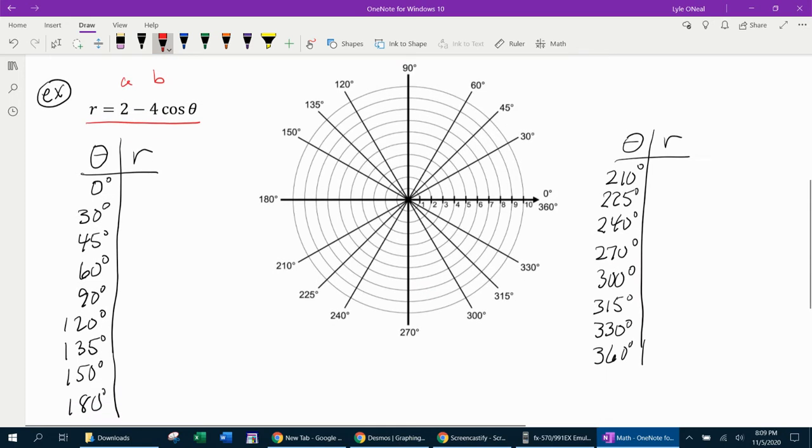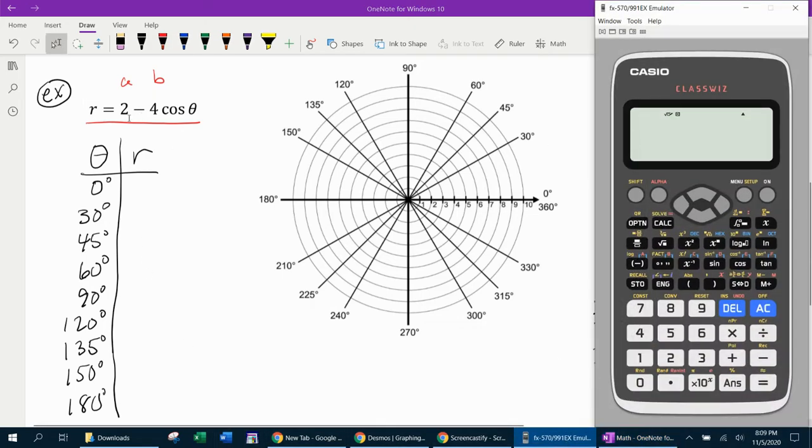So we know kind of the shape to expect, but if you're going to graph this manually, what you're going to have to do is make a table of values. I've used all of the important angles in the unit circle, starting at 0 and going all the way to 360. And what we're going to do is generate some points using the calculator. So we're going to type in our equation, which is 2 minus 4 cosine, and then we're going to start with 0. I am in degree mode, and that's going to give -2.